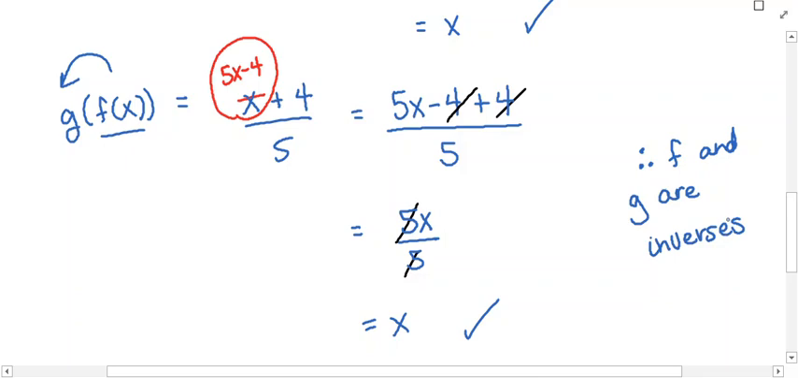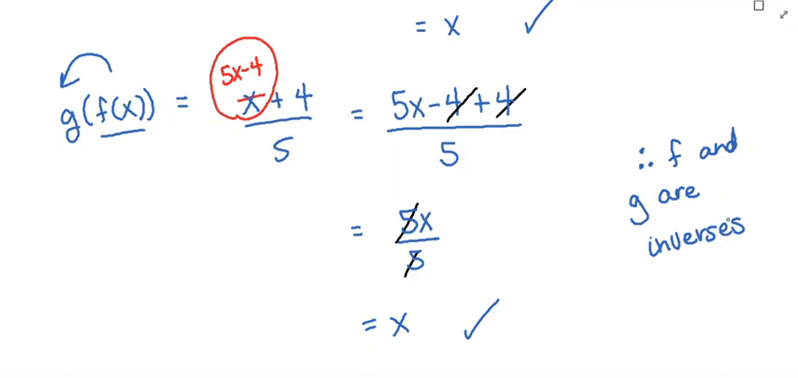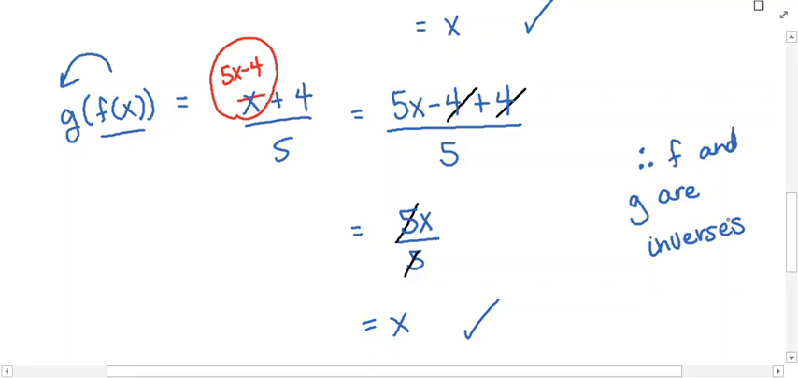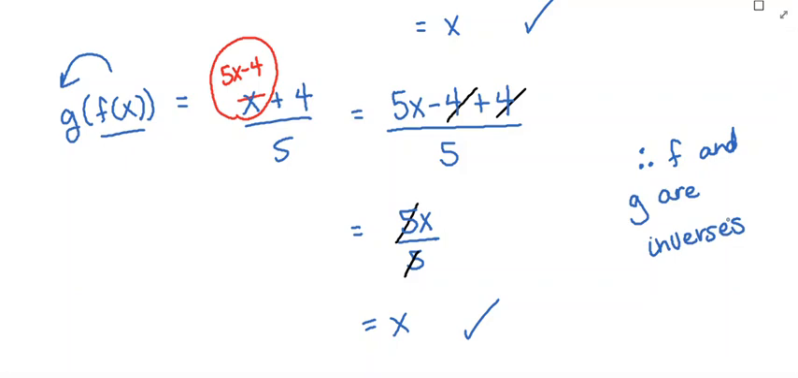Again, to recap, this is one way you can verify that two functions are inverses: if you compose them in either direction, you should get x. Another way to prove that two functions are inverses, which we did not do here but talked about, is to simply take one of the functions and find its inverse function. If you get the other function, that is sufficient for proving that the two functions are inverses as well.